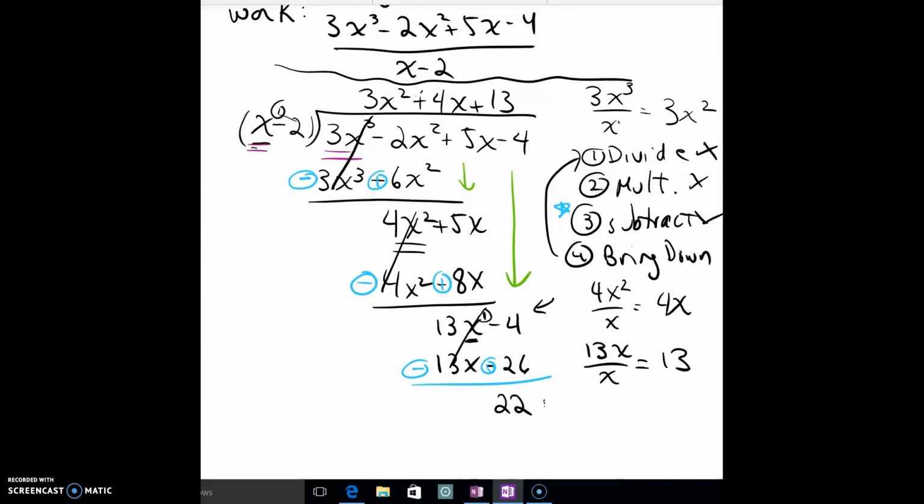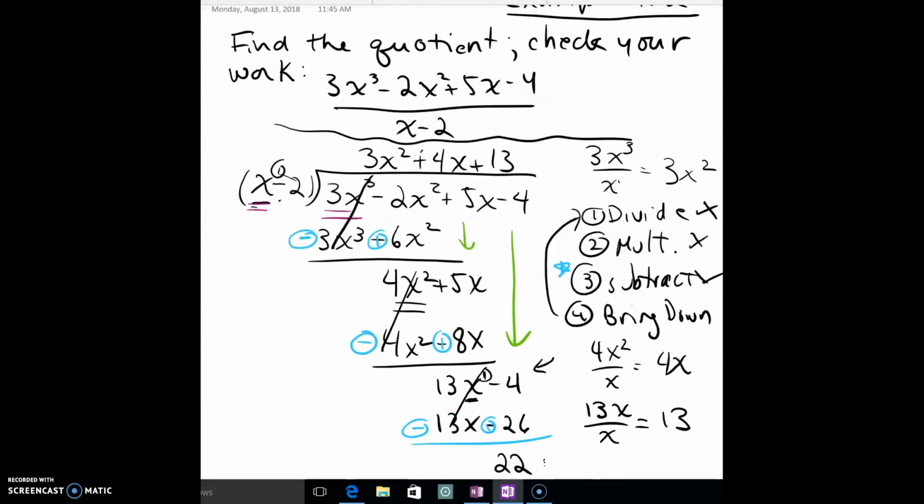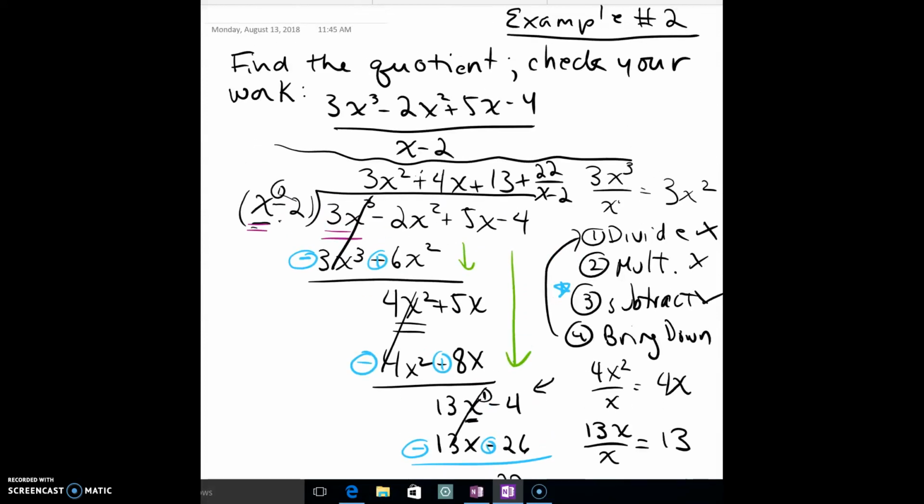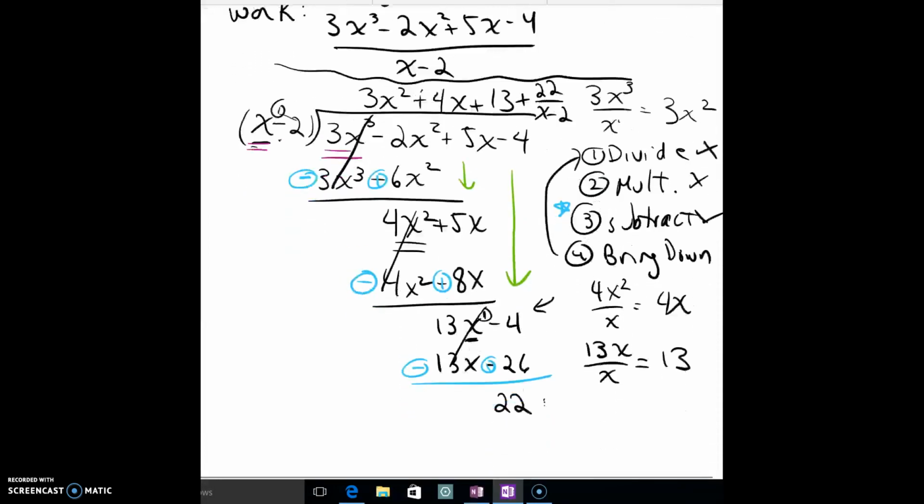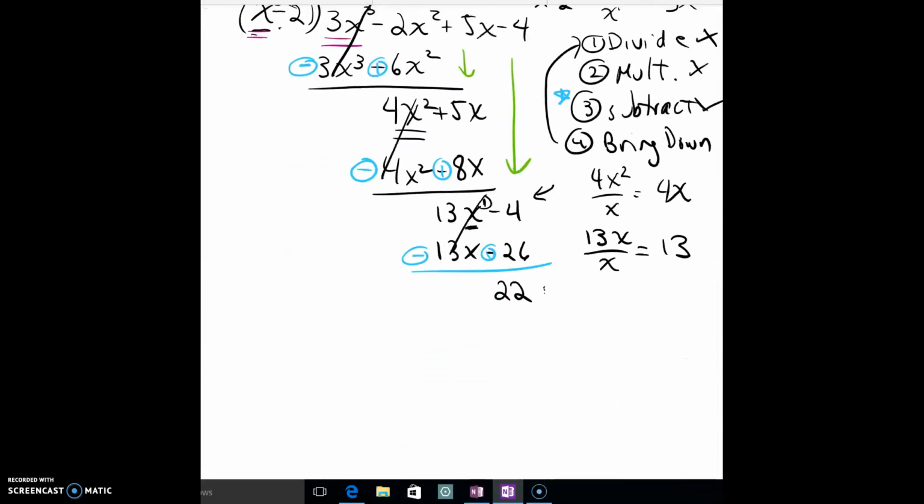Notice this is a 0th degree polynomial. This is a first degree, so we're done. So this 22 is our remainder, and we write that as plus 22 divided by x minus 2. You're going to write the remainder as plus that little bit left over. Now the second part of this says to find the quotient, and then it says to check. Remember that we can check any division problem because the dividend will equal dq plus r: divisor times the quotient plus the remainder.